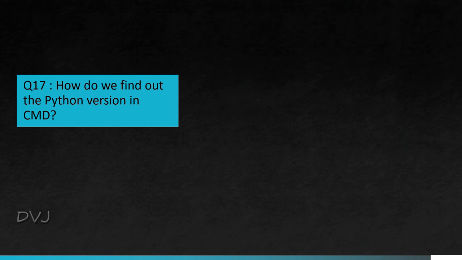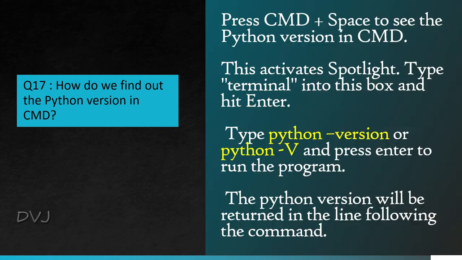Question number 17. How do we find out the Python version in CMD? Press CMD and space to see the Python version in CMD. This activates Spotlight.